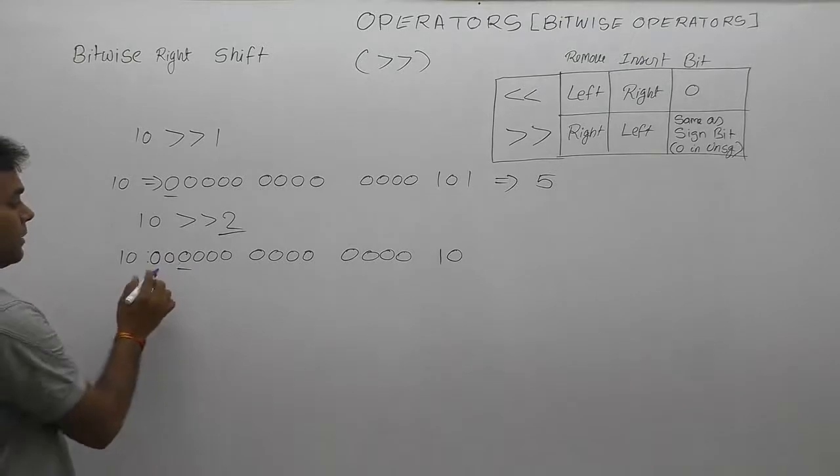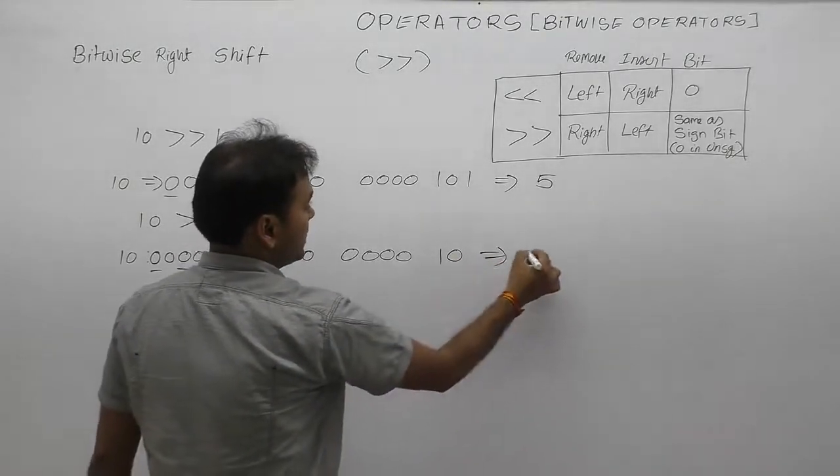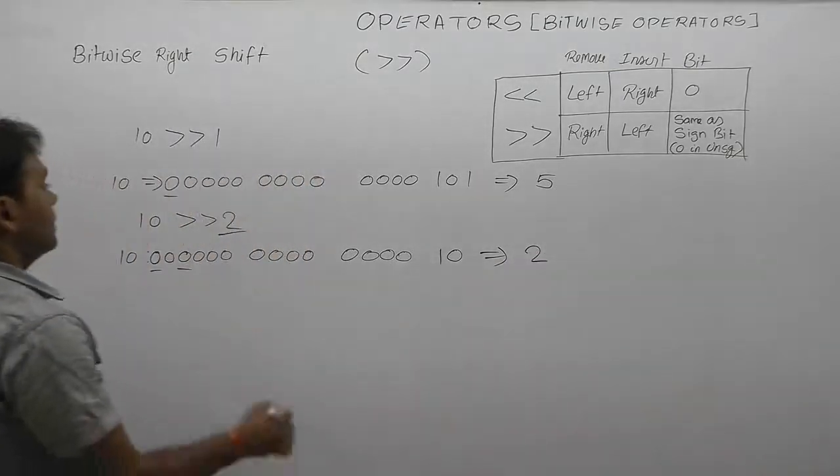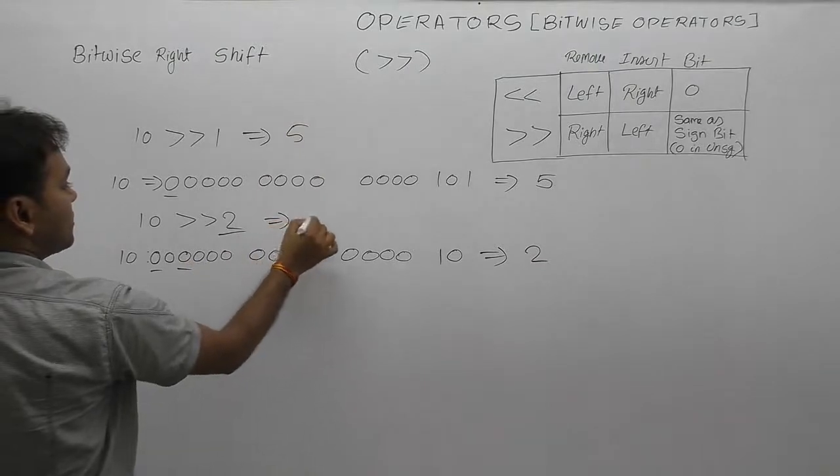After that, what is the decimal? Sign bit is 0, the number is positive, so directly binary to decimal. Decimal value is 2. This means in the first case the result is 5, in this case the result is 2.